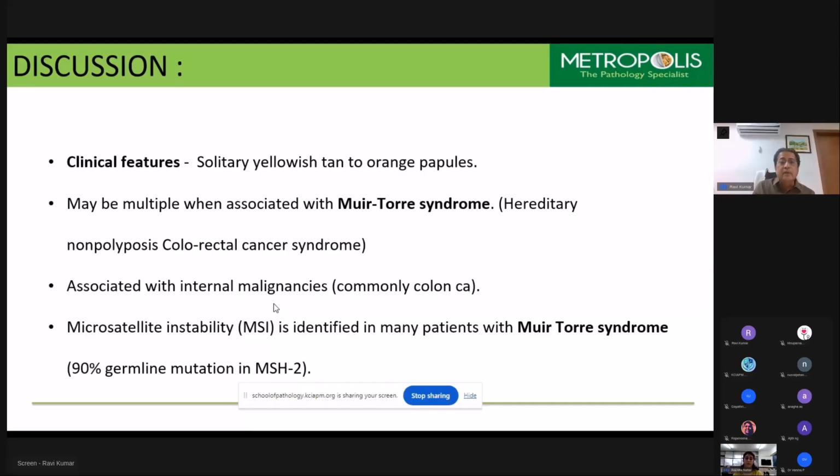In some of the lesions, when you do a biopsy, microsatellite instability can be identified. If you can identify this in the tumor cells of the lesion you have excised, you might have to do further follow-up of the patient to rule out lesions in the colorectal region. That's left up to the clinician to take a decision. Sometimes 90% have a germline mutation in MSH2, one of the MMR proteins. What is MMR protein? It's the mismatch repair gene protein, right? That can also be identified.